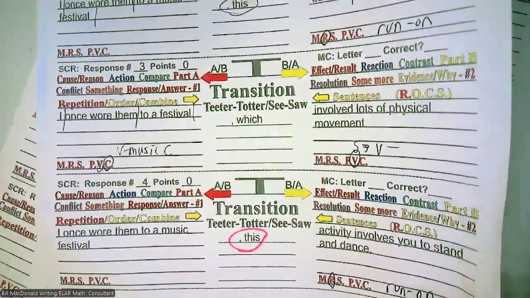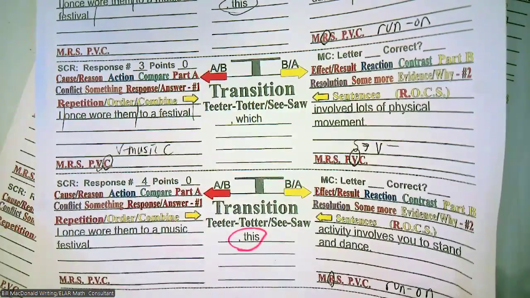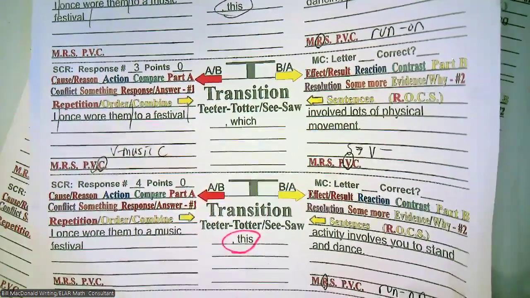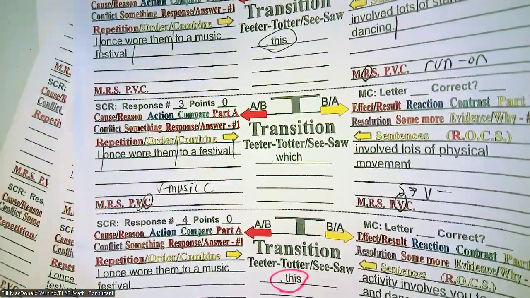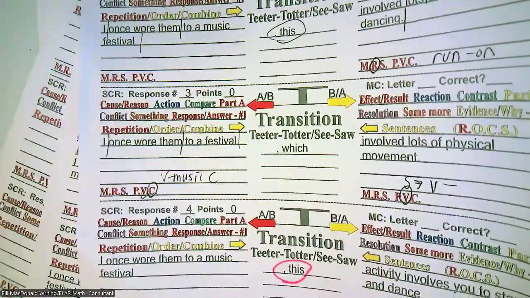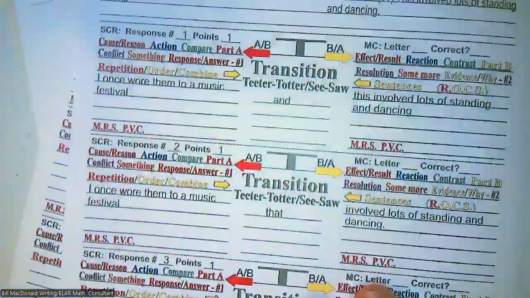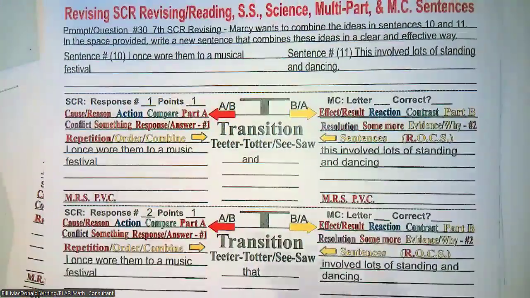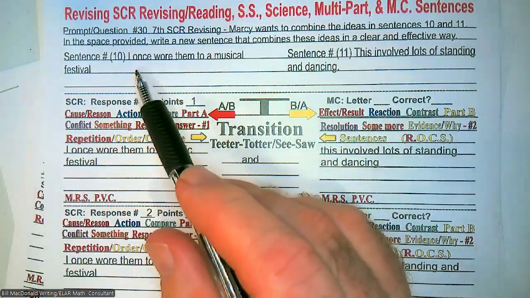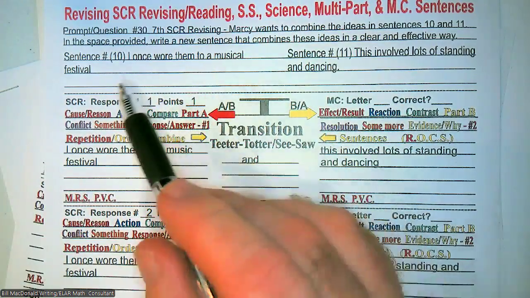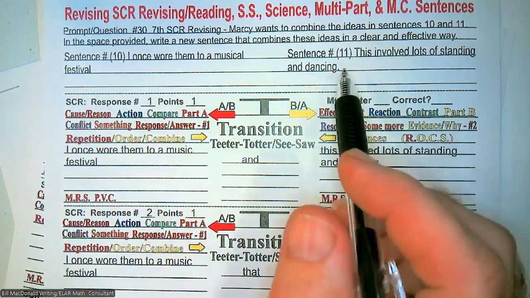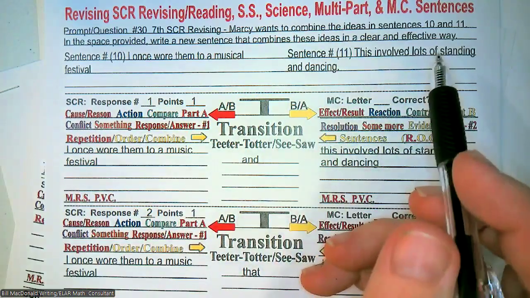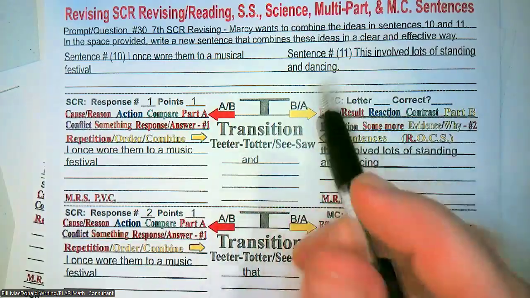And so before, this is my suggestion, before my kids would have to write things, students are better at reading than they are at writing. And so let's help them understand what gets 0 points before we try to teach them how to get 1 point. So let's compare now to the ones. What did they do? And once again, it's I once wore them, past tense, to a musical festival where this musical festival involved lots of standing and dancing, two things that you did a lot of while you were there.